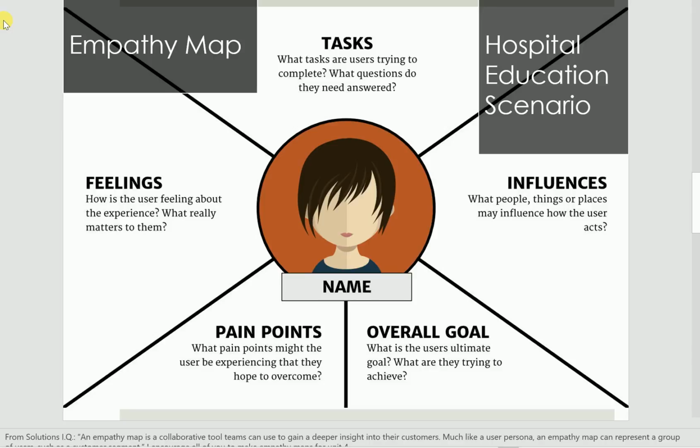What would the user be thinking and feeling about the experience of navigating the website? What really matters to them when they're looking at the website? Tasks. What tasks are users trying to complete? What questions do they need answered? Influences. What people, things, or places may influence how the user acts? What would their friends, colleagues, and boss be likely to say while the user is using the website?